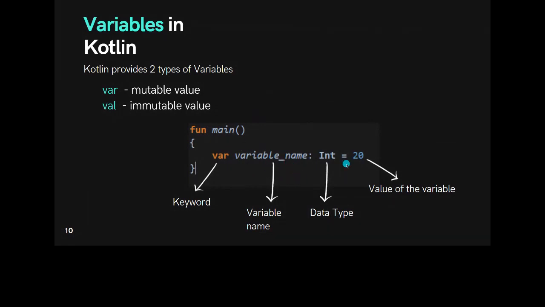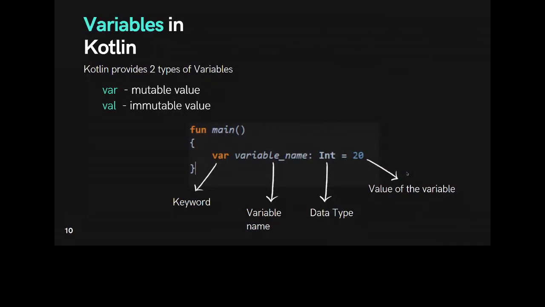Down below, I have given the declaration for a variable. This is the basic syntax. First, you use the keyword var. This depicts whether you want a mutable value or an immutable value. Then you provide your variable name and then the data type of your variable, followed by equals, and then the value of the variable. This is the basic syntax of variables.